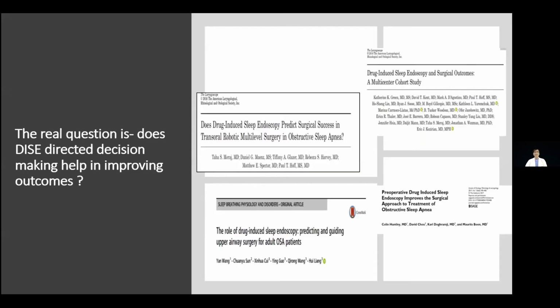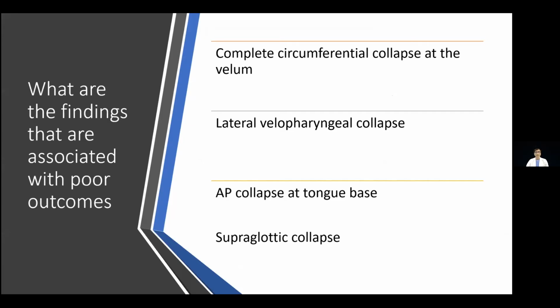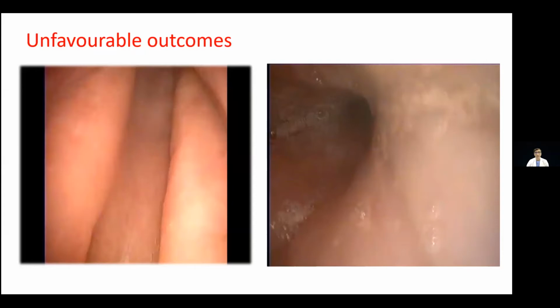So the real question is, does DISE-directed decision-making help in improving outcomes? There is a lot of literature supporting that. But there are certain findings that are associated with poor outcome. They are complete circumferential collapse, lateral velopharyngeal collapse, anteroposterior collapse at the tongue base, and supraglottic collapse. These are all findings that are associated with poor outcomes.